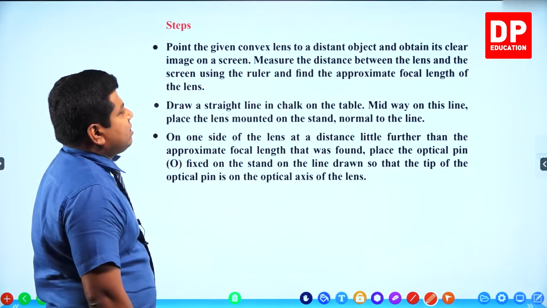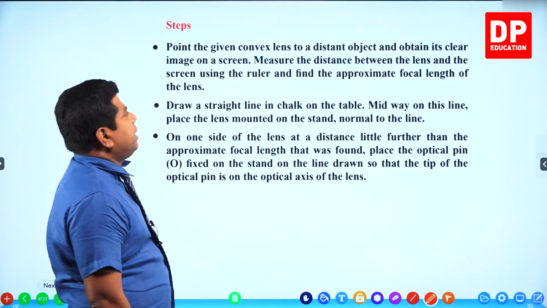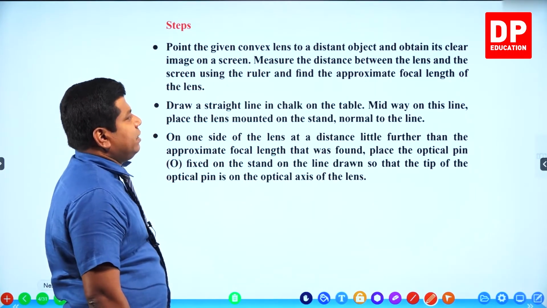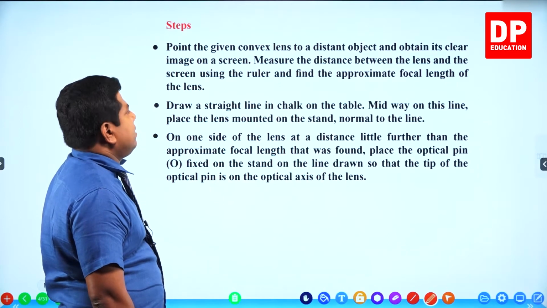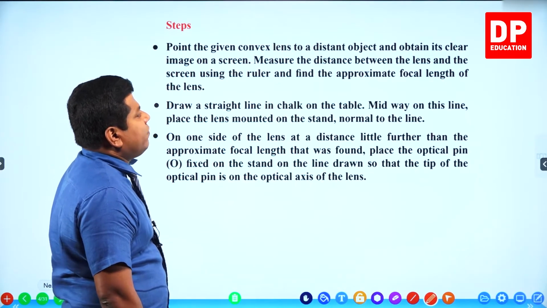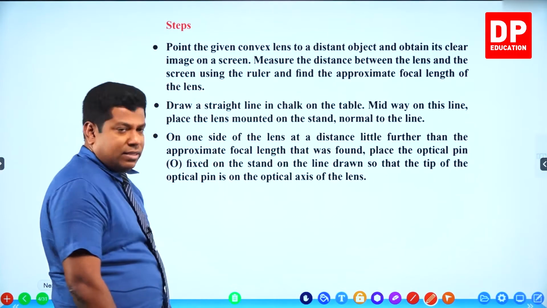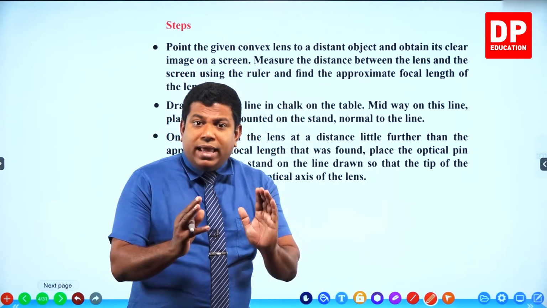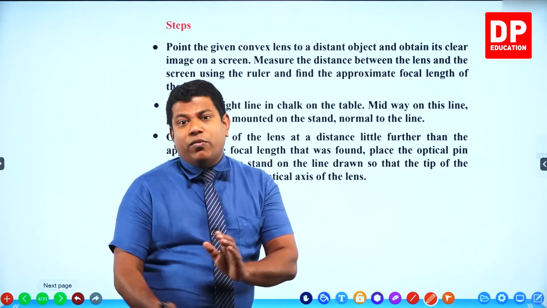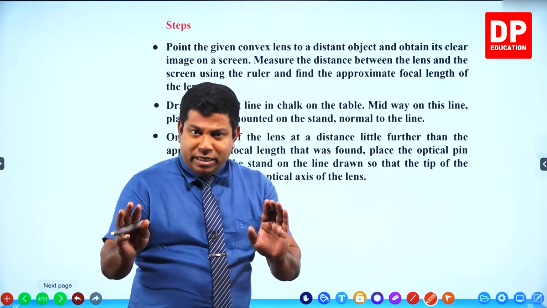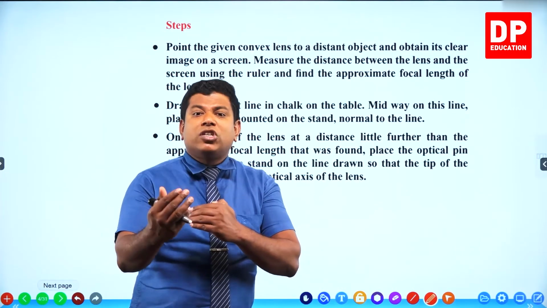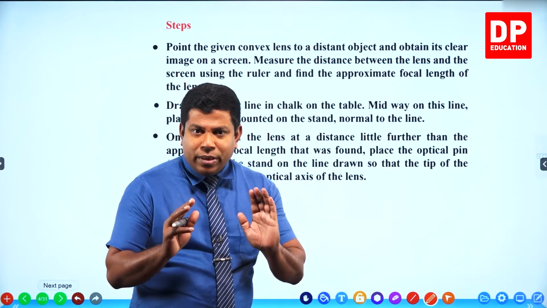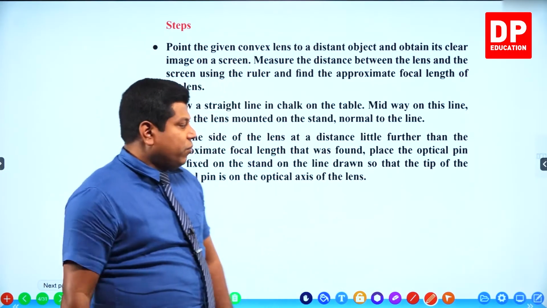Point the given convex lens to a distant object and obtain its clear image on a screen. Measure the distance between the lens and the screen using the ruler and find the approximate focal length of the lens. Understand? We can get an approximate focal length of this lens before we go into the rest of the experiment, because knowing the approximate focal length will help us. How do we get the approximate focal length?